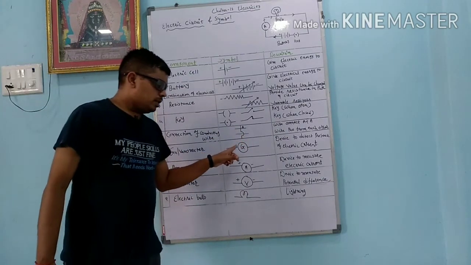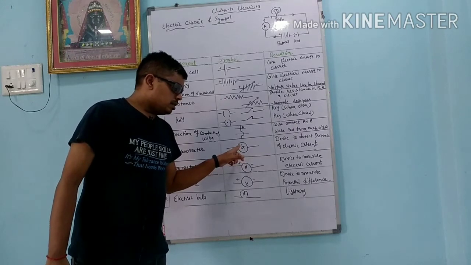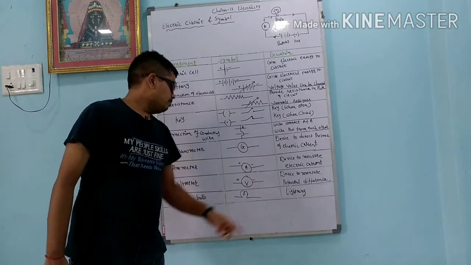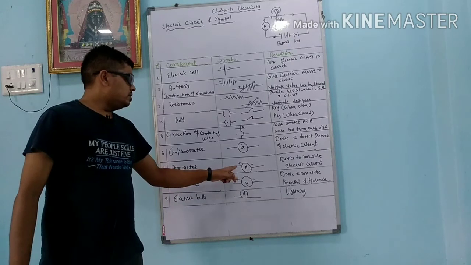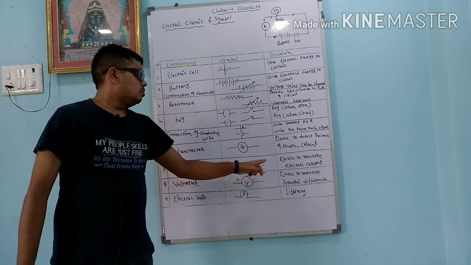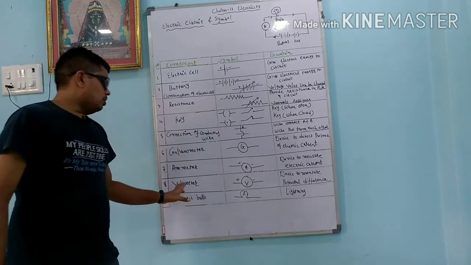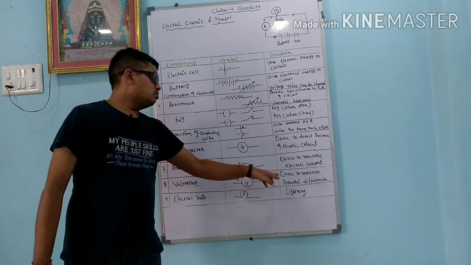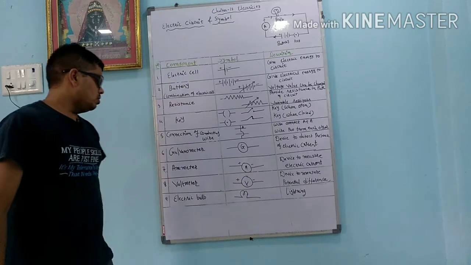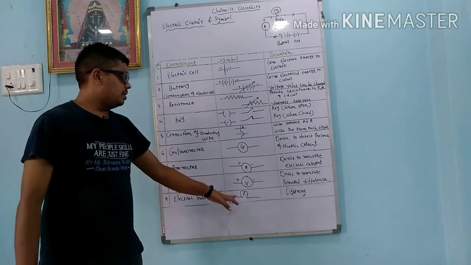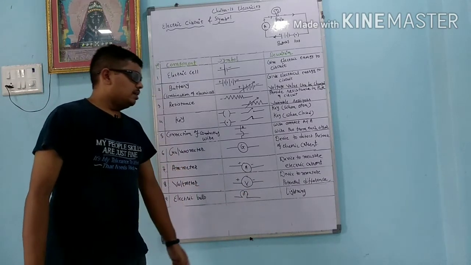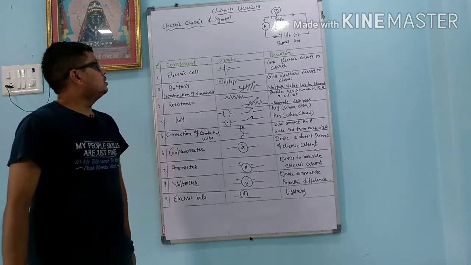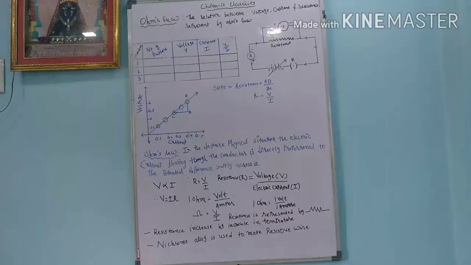Galvanometer. A galvanometer is used to measure the presence of electric current. Okay. Ammeter. An ammeter is used to measure the electric current. Voltmeter. The voltmeter symbol is like that, plus, minus, V, a device to measure the potential difference. Okay. An electric bulb is represented like that, and it is for lighting. Okay, this is all about the electric circuit and symbols.